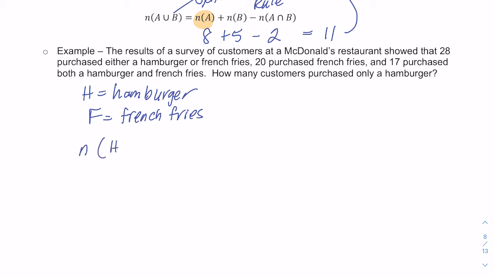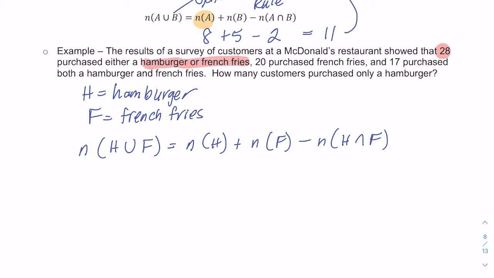So I've got the number of people that ate hamburgers or French fries. That's just going to equal the number of people who ate just a hamburger plus the number of people who ate French fries, and I'm going to take away the ones who ate both, so hamburger and French fries. If I go through the problem, it tells me that 28 purchased either a hamburger or French fries. So N of hamburgers or French fries is 28.